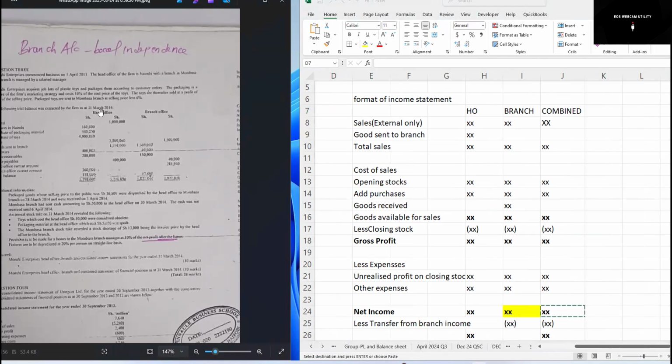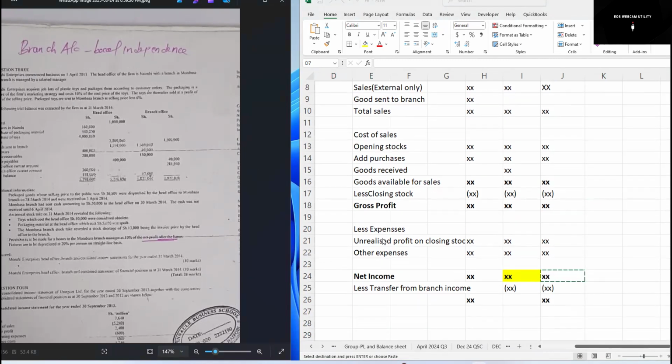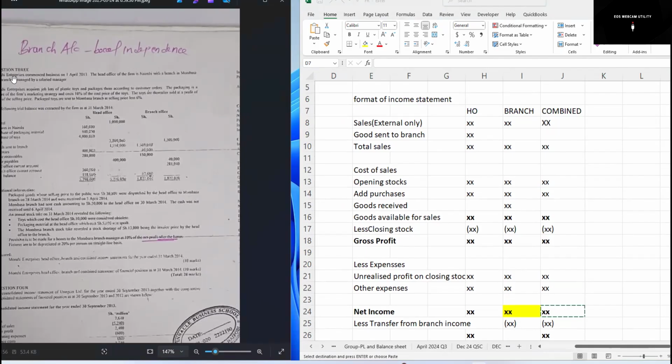So we have been told, I hope you have downloaded and checked that picture. Munish Enterprises commences a business on 1st April 2023. The head office of the firm is Nairobi with a branch in Mombasa. The branch is managed by a salaried manager.